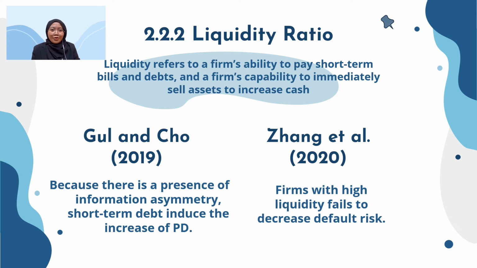Next is liquidity ratio. Liquidity refers to a firm's ability to pay short-term bills and debts and a firm's capability to immediately sell assets to increase cash. The study of Gould and Shaw in 2019 stated that because there is a presence of information asymmetry, short-term debt induced the increase of PD. However, based on a finding by Zhang et al. in 2020, they found out that firms with high liquidity falsely decrease default risk.